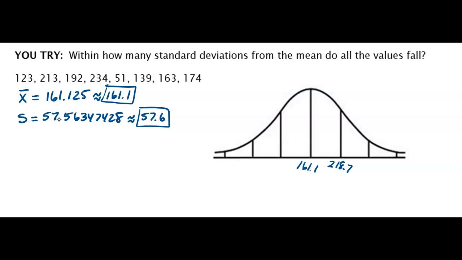Going to the right again would be 276.3, and then all the way to the right, 3 standard deviations to the right is 333.9. Now we have to do the same thing going to the left.